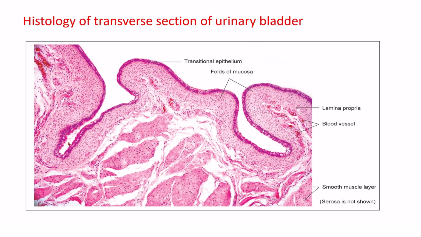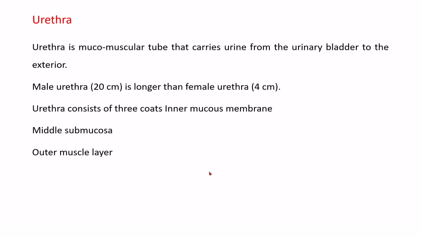So this is the photomicrograph. You can see here the transitional epithelium, the folds of the mucosa, lamina propria, and the muscle layer.